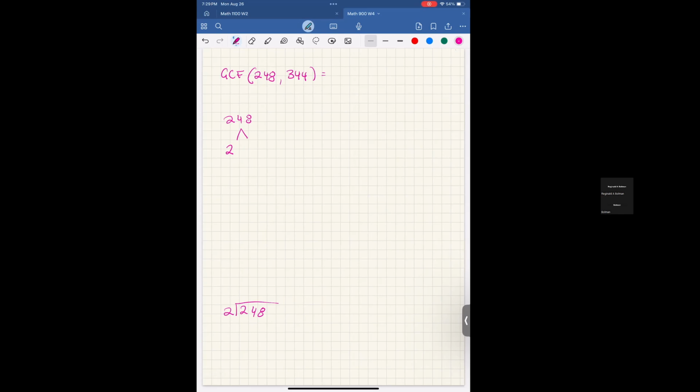So 2 goes into 2 one time. 1 times 2 is 2. Subtract, you get 0. Drop your 4 down. 2 into 4 goes 2 times. 2 times 2 is 4. You get 0. Drop your 8 down. 2 into 8 goes 4 times. And you know now that 2 times 124 gives you 248.